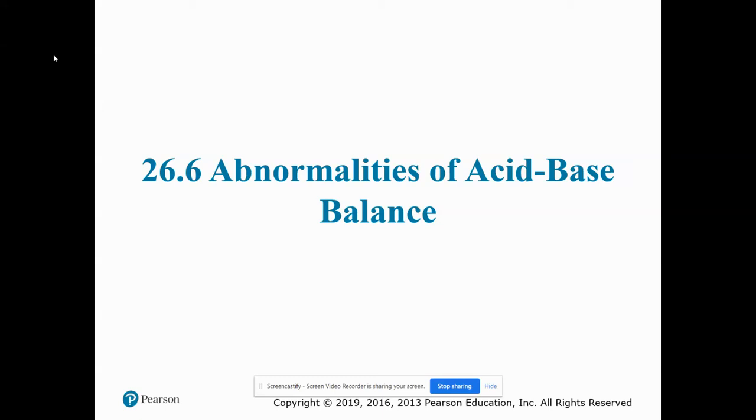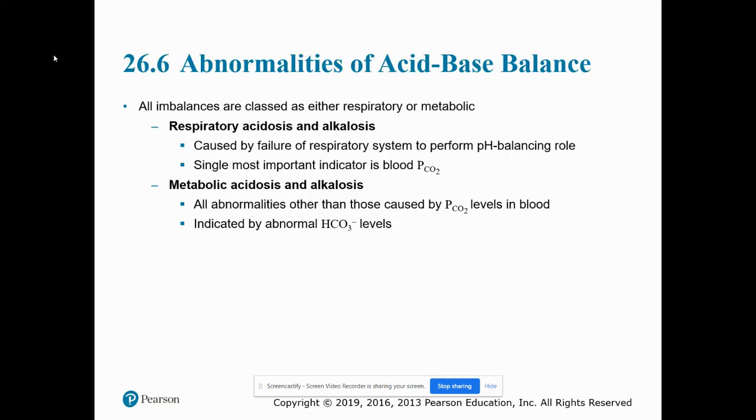Final video for chapter 26, and this is on abnormalities of acid-base balance. So all imbalances are going to be classified as either respiratory or metabolic. Respiratory acidosis or alkalosis is going to be caused by a failure of the respiratory system to perform a pH balancing role. The single most important indicator is going to be blood PCO2. Metabolic acidosis or alkalosis, these are going to be all abnormalities other than those caused by PCO2 levels in the blood, and it's going to be indicated by abnormal bicarbonate levels.